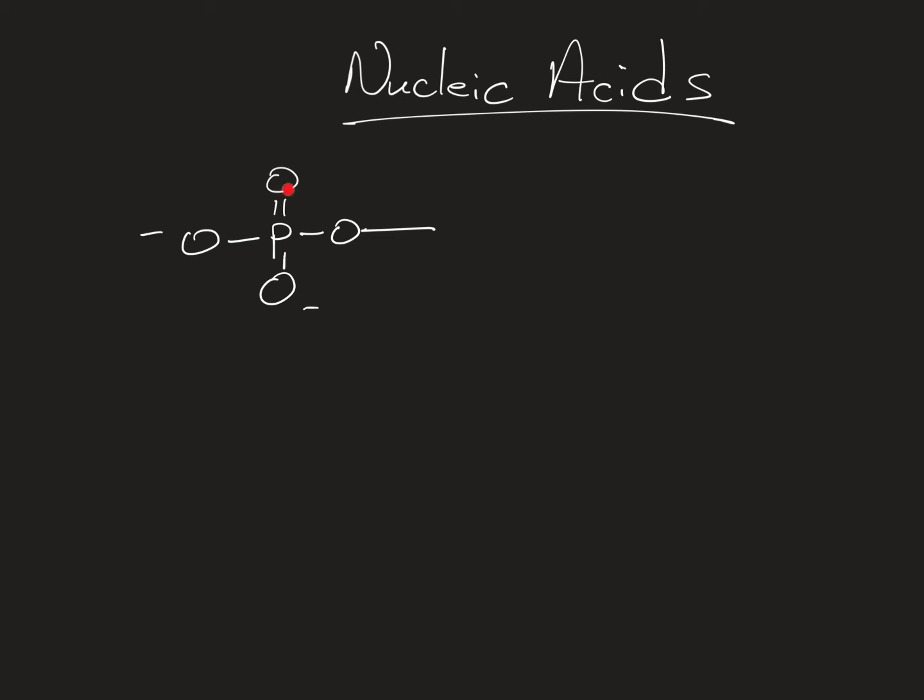But each oxygen needs 2 bonds. So this has 2 bonds, this has 2 bonds. This one only has 1. It has an extra electron, so it has a full octet, so that makes it negative. So phosphate is negative. In fact, DNA is negative as a whole unit, has a negative charge to it. All right, so it is somewhat negative.